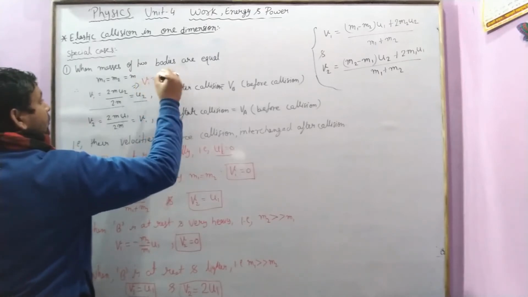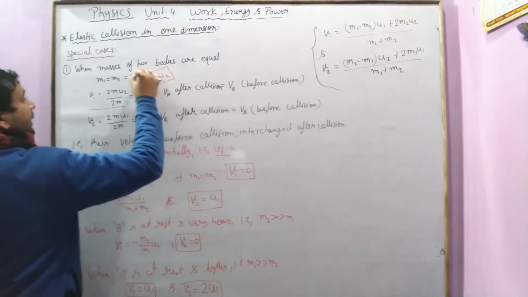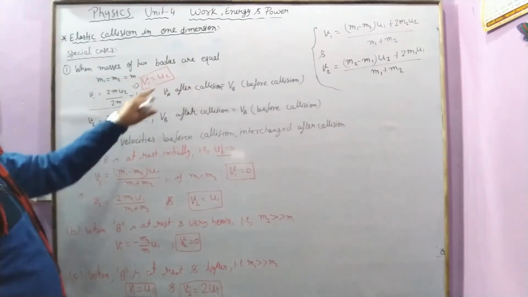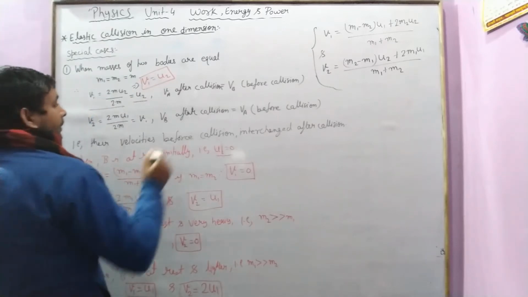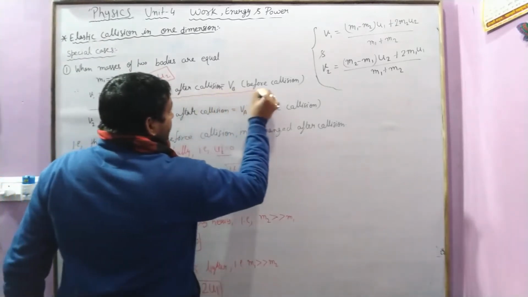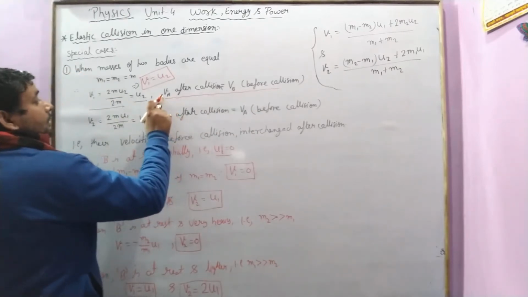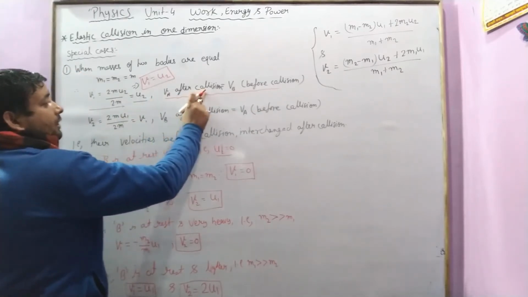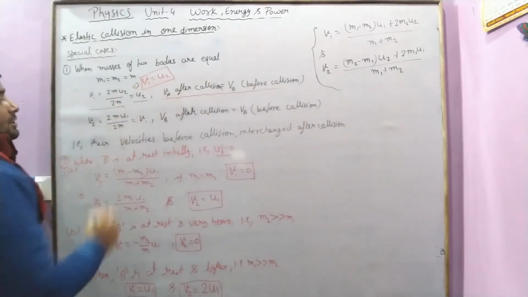v1 is equal to u2. That is the initial velocity before the collision, and here we are giving that velocity of A after collision is equal to velocity of B before collision, as we have this result.